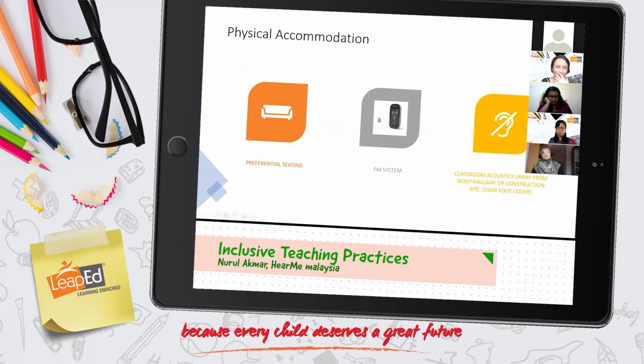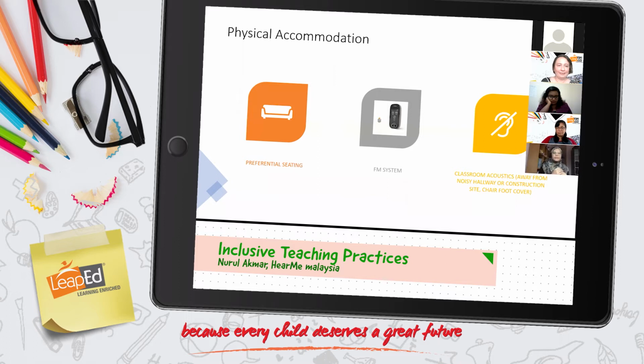Right, so some of the physical accommodations that I would suggest is preferential seating. Oh my God, it is very hard for me to pronounce the word. My tongue is failing me today. But it doesn't necessarily mean sitting at the front of the class, because children with hearing loss might not be able to see who is talking if the people talking are behind them. So we can seat them maybe in the second or third row, and maybe a little bit to the side so that they can see everyone who is talking.